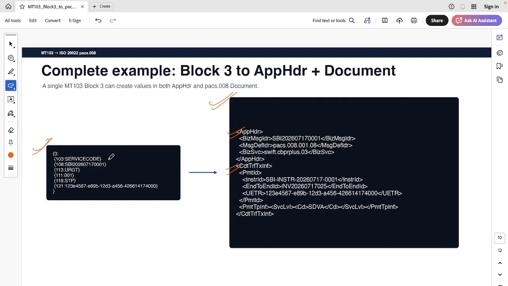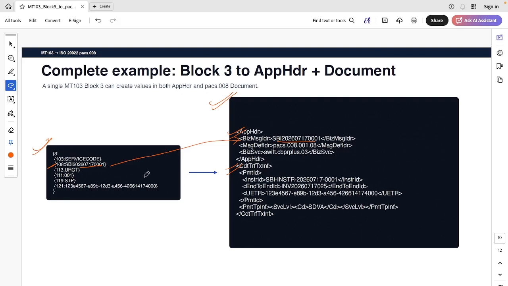So field 108 contains your message user reference. So the bank may use this value as a source for your business message identifier. So this is the place where it may go. However, as we discussed, the bank may also generate a new identifier inside this particular element. So this is a conditional mapping.